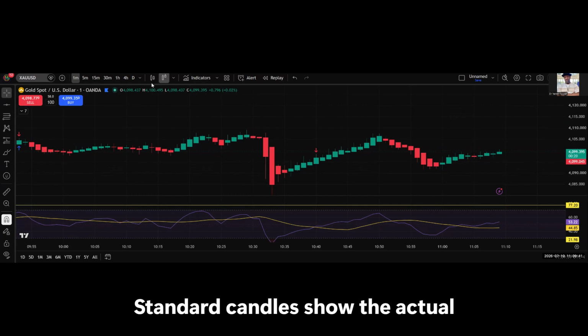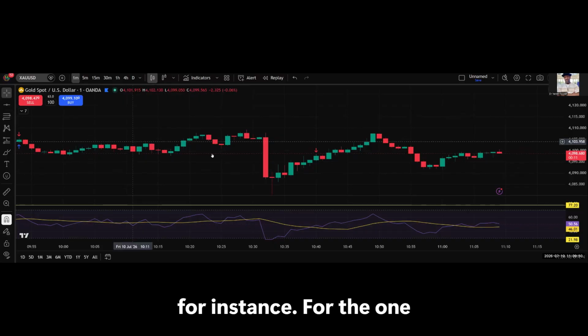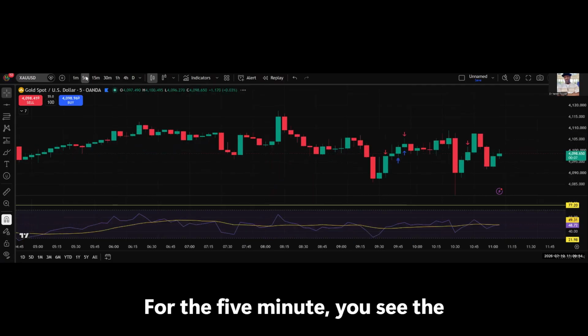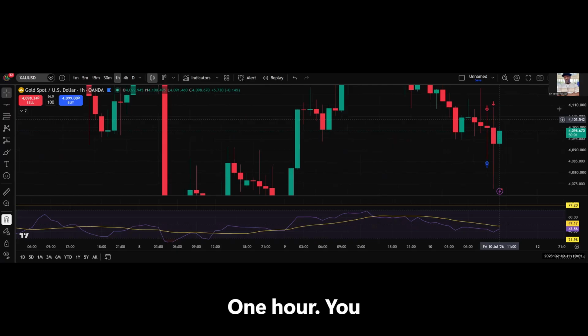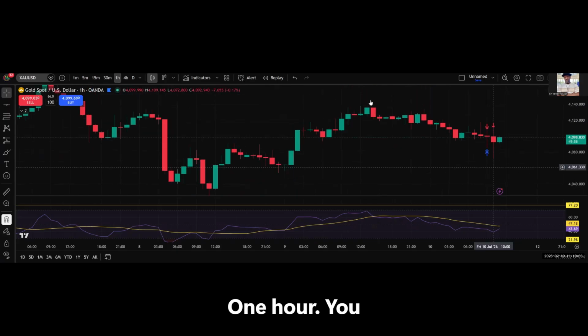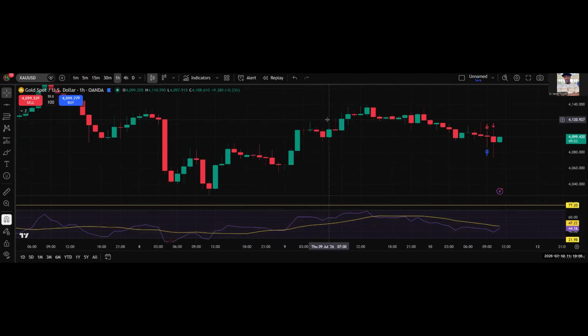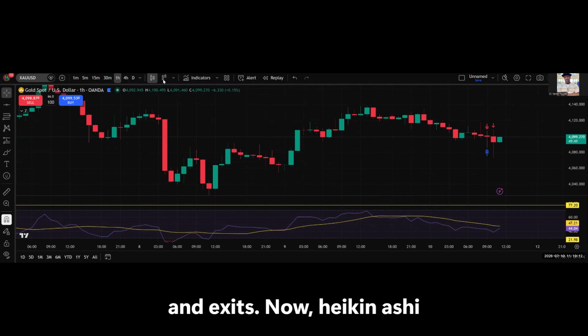Standard candles show the actual open, high, low, and close price for each time period. For instance, for the 1 minute, you see the high, a low. For the 5 minute, you see the high, you see the low. 1 hour, you see the high and you see the low, and so on. They're great for precise entries and exits.